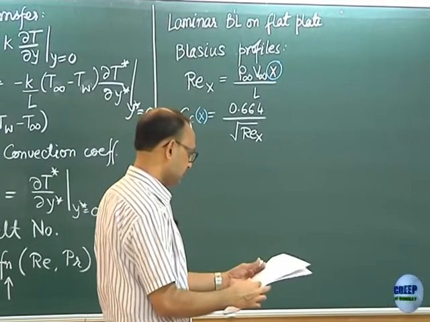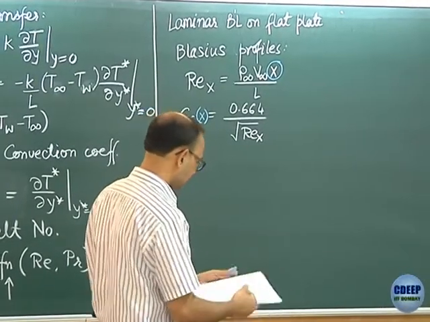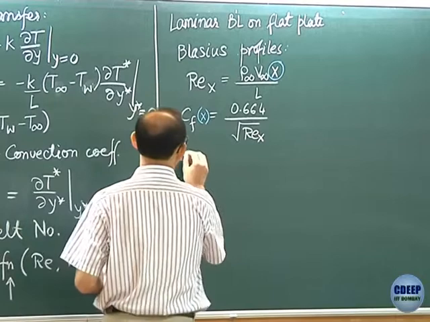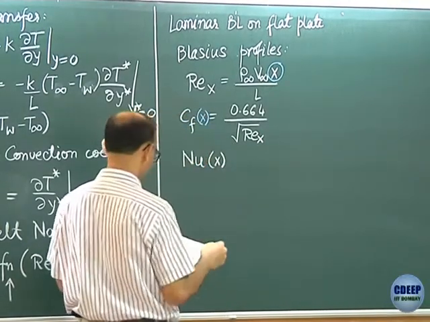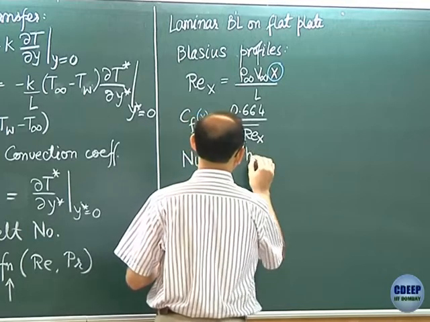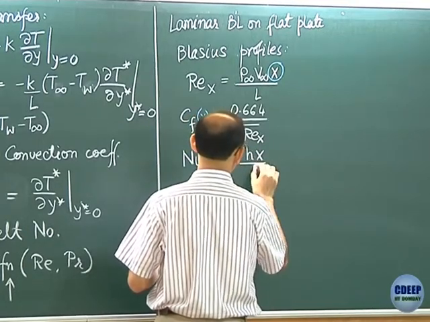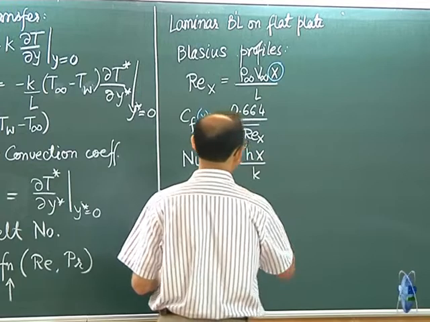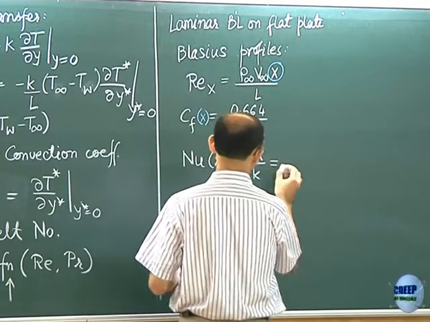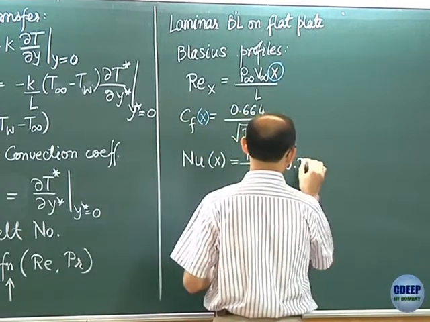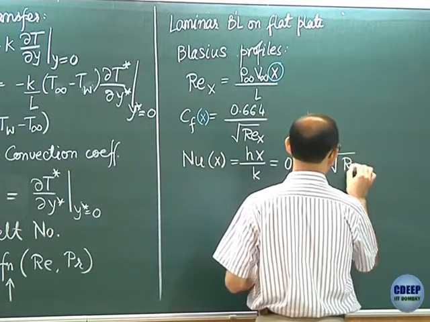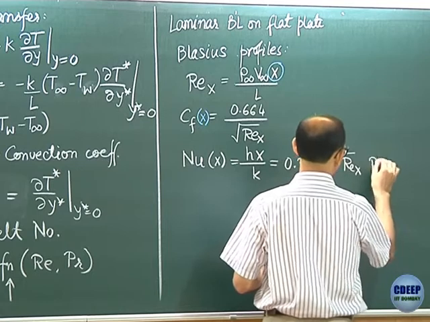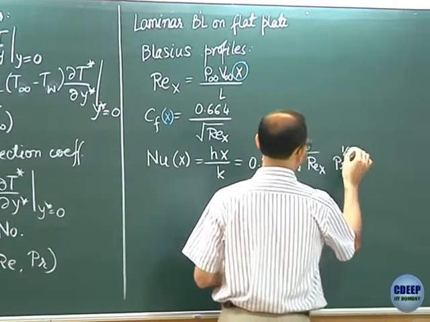And the Nusselt number, also the local Nusselt number defined as Hx over k, is given as 0.332 square root of Rex times Prandtl number to the power of 1/3.